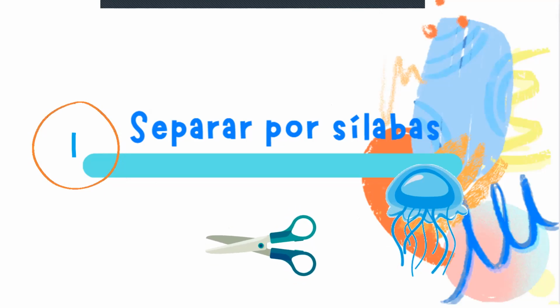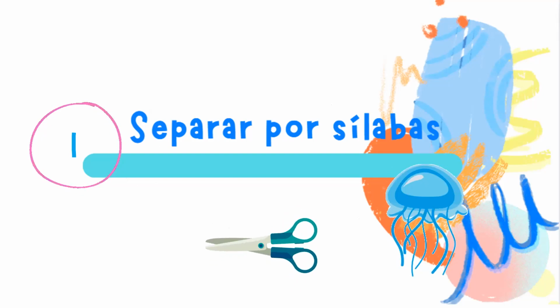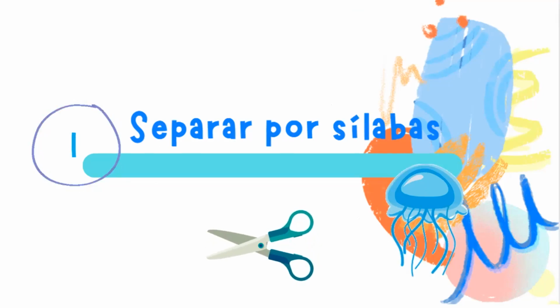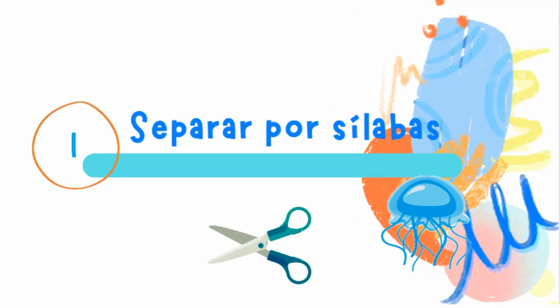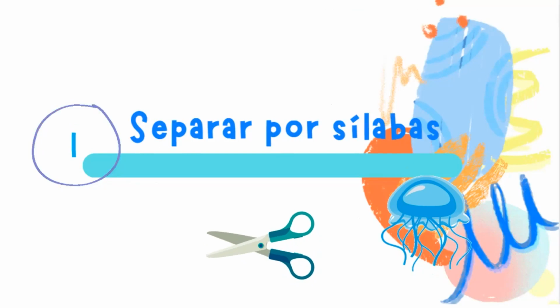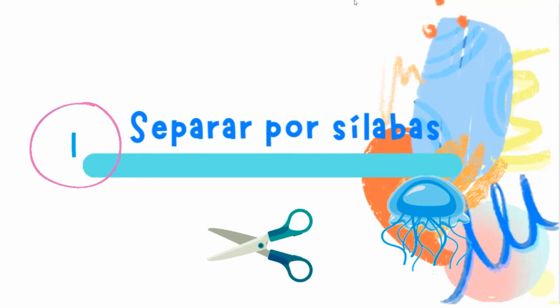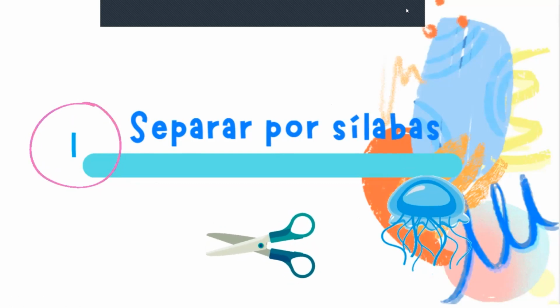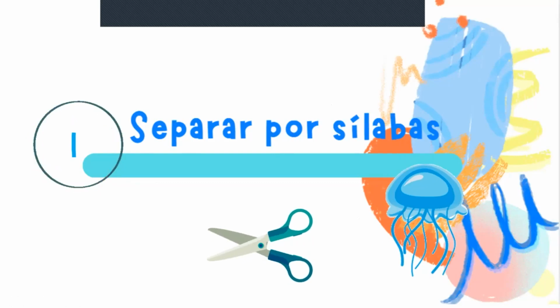The first step to be able to know when to write down a graphic accent in Spanish is to know how to divide correctly a word into syllables. So the first step is separar por sílabas. Divide into syllables. We can say that when we divide a word into syllables, it's like taking a pair of scissors and cutting the word into pieces.